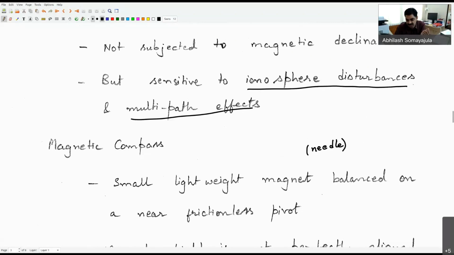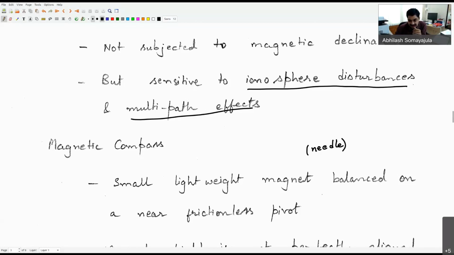Which points to the north direction, and it basically tells you the basic orientation, as long as there is no ferromagnetic interference nearby. Okay. But is the magnetic north equal to the true north? Not quite, right? The magnetic north of the Earth does not align perfectly with the Earth's axis of rotation. Okay, so there is some difference.